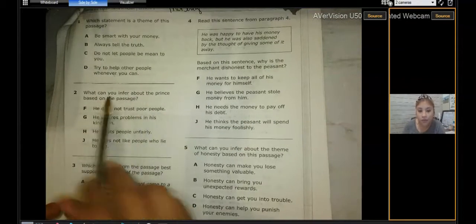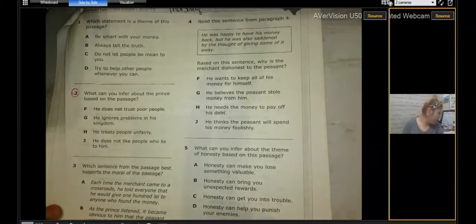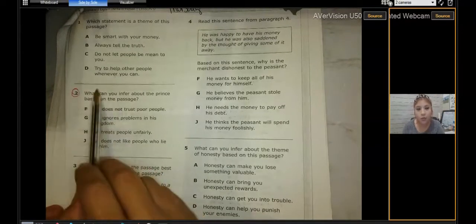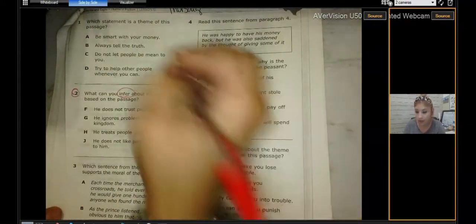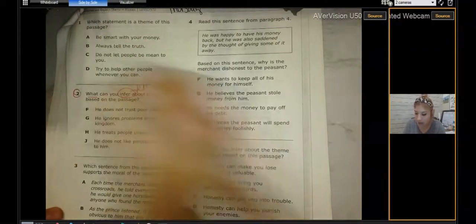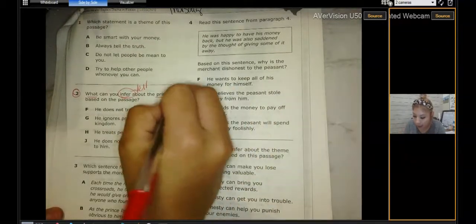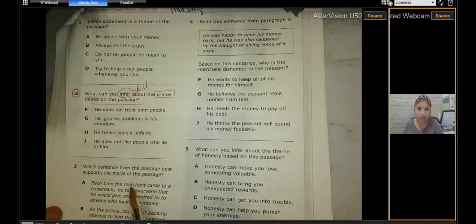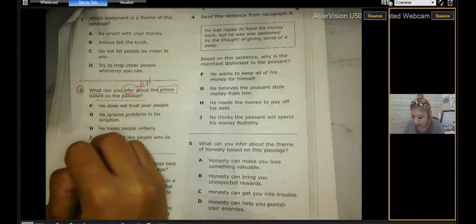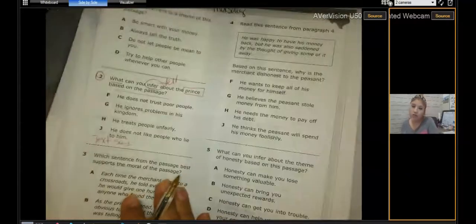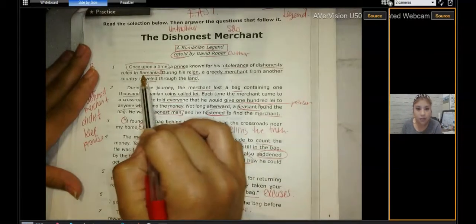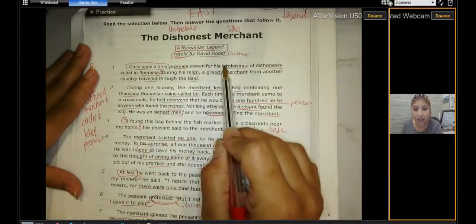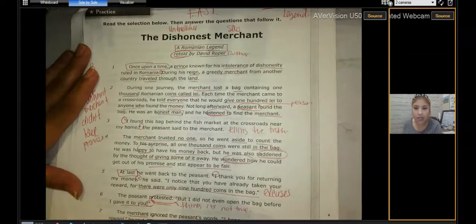Okay, so I want to go to number 2. So we're going to do number 2 together because remember, today you're doing 1 through 4. And it says, what can you infer about the prince based on the passage? What's a synonym for infer? Is to tell. So what can we tell about the prince based on the passage? So I know that my text says, so if I go back to paragraph 1, it says, once upon a time, a prince known for his intolerance of dishonesty ruled Romania.